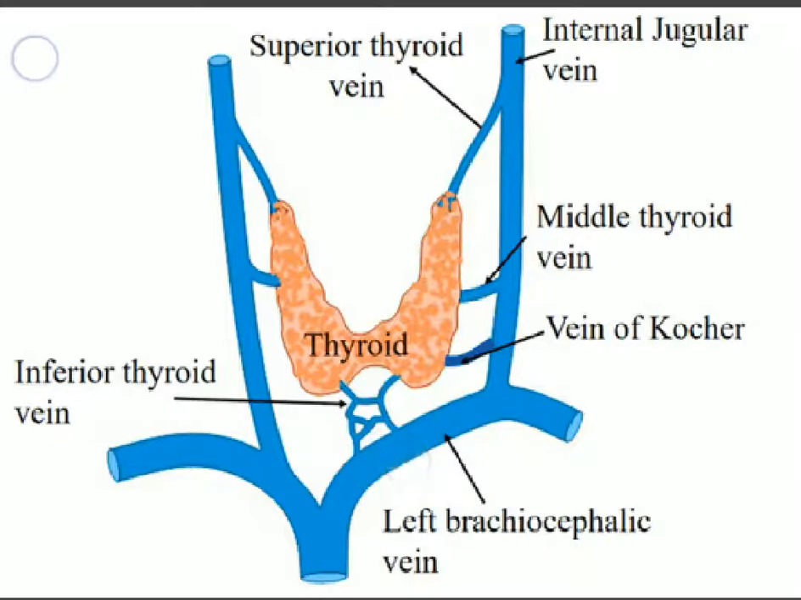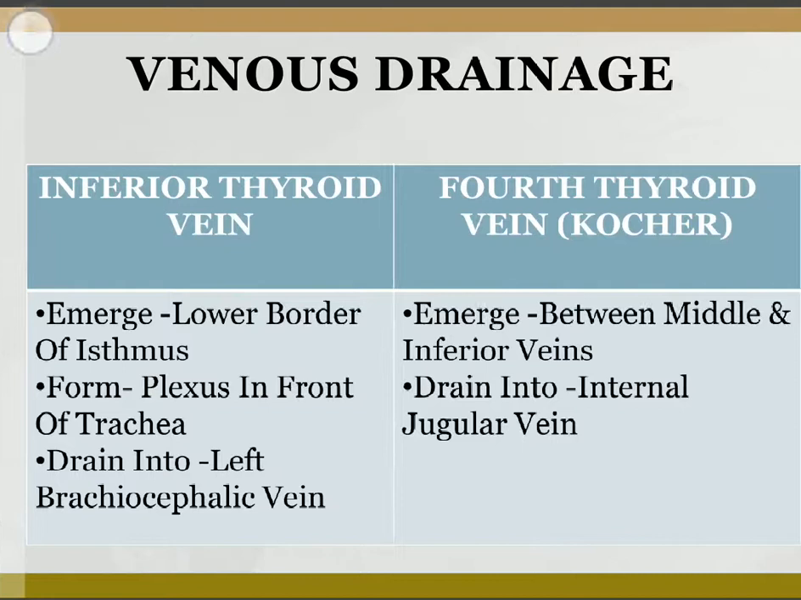And lastly, there is a fourth thyroid vein, which is known as vein of Kocher. It emerges between the middle and inferior veins. And it also drains into the internal jugular vein. So superior, middle and vein of Kocher all drain into the internal jugular. Only the inferior thyroid forms the plexus and it drains into the left brachiocephalic vein. Same description has been given here.